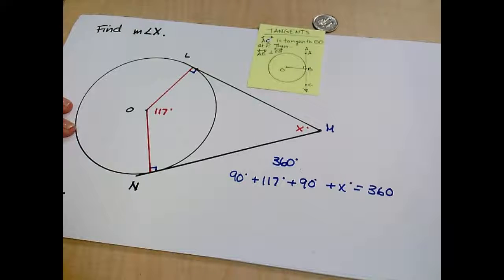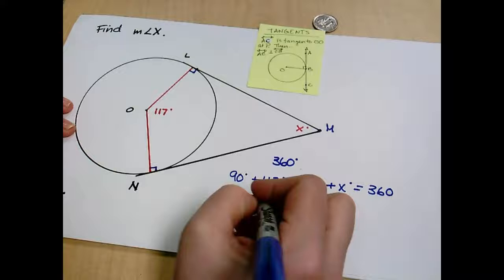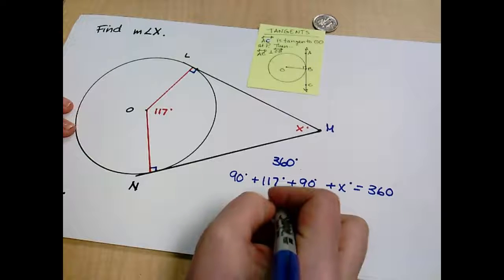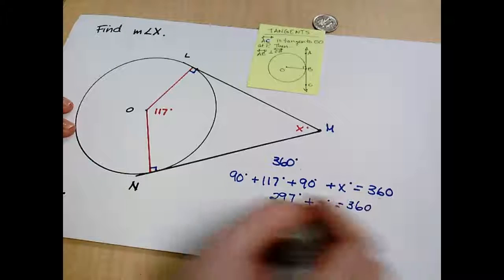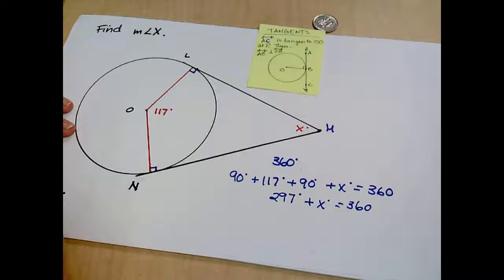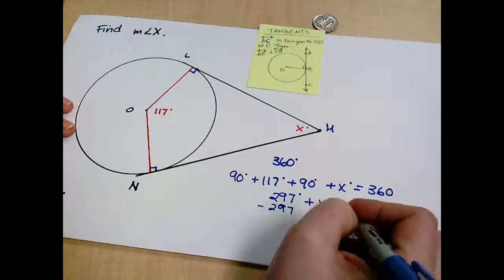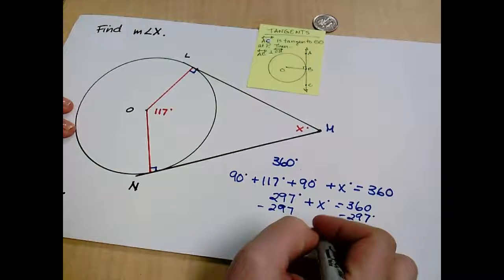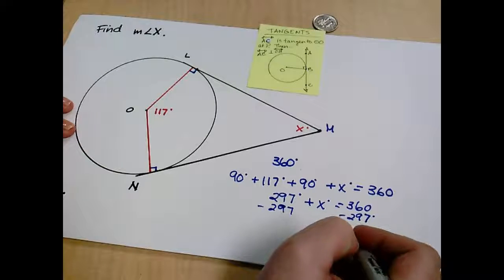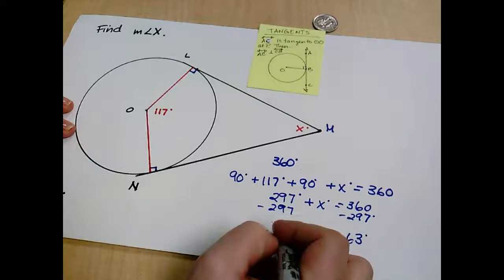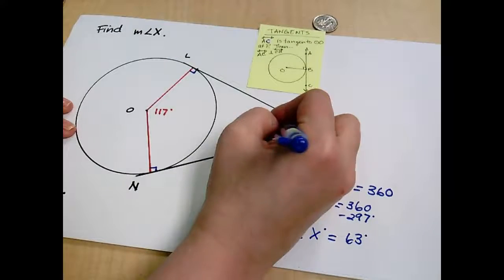Simple quick calculator work. You can add them all together if you want, or you can subtract them each from either side. This means that 297 degrees plus x equals 360. Subtract 297 on both sides, and I'll write it out for you, that our x equals 360 minus 297, which is 63 degrees. And usually we write that as the measure of angle x. So for this, we're at 63 degrees.